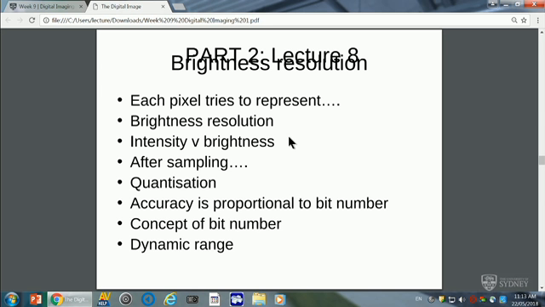Now, for those who are not aware of bit numbers, I'm sure you all are, but just to get it out of the way, 1 bit is like a switch. A switch can be on or off. So 1 bit gives you 2 options, on or off. 2 bits then gives you how many options? If you have 2 switches, how many states can you have?